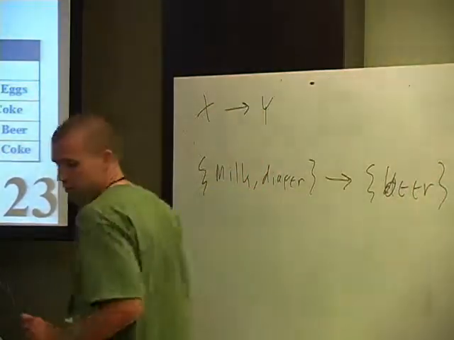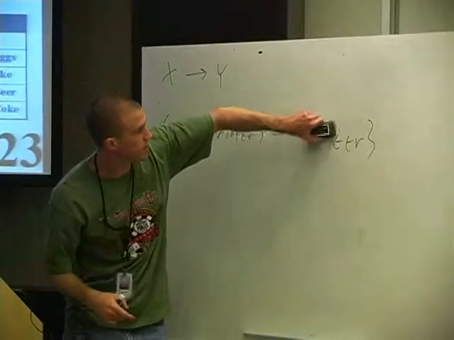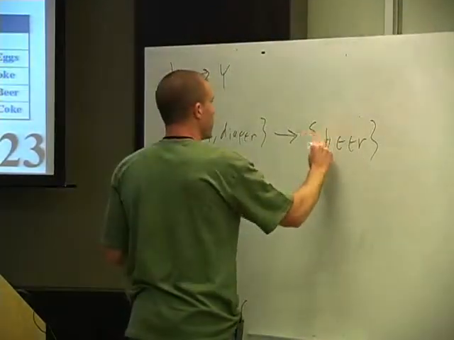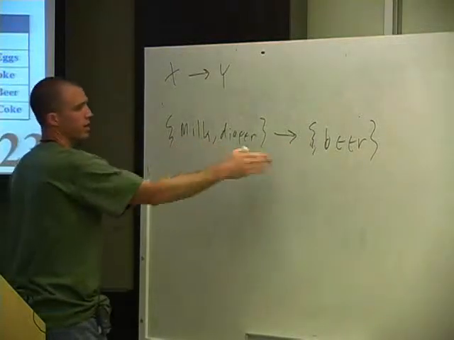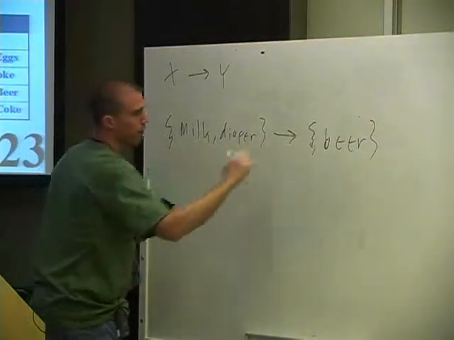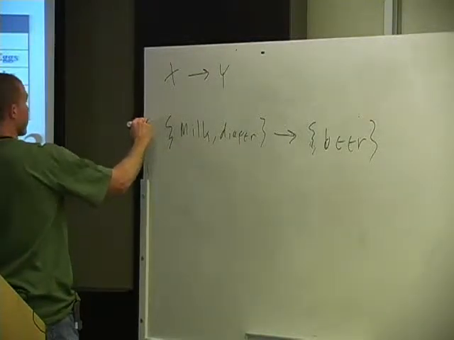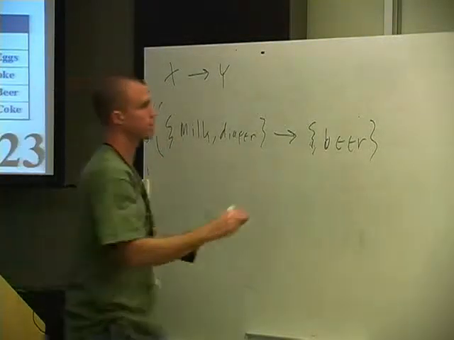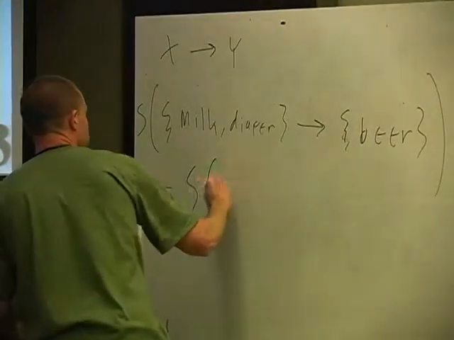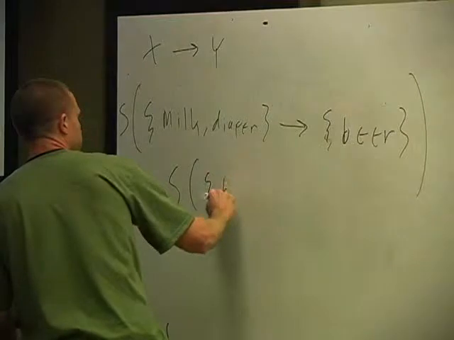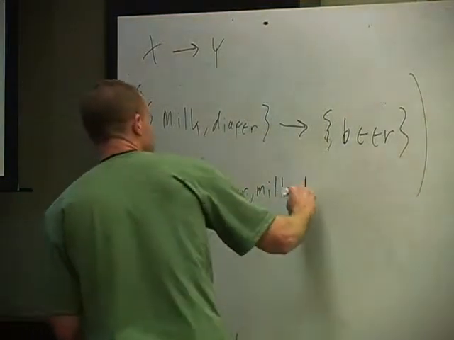The support of the association rule. The previous slide defined the support of the item set. This is the support of the association rule, which ignores where the arrow is. It just takes everything and puts it together: milk, diaper, and beer. So the support of this association rule is nothing more than the support of the item set, beer, milk, diaper.